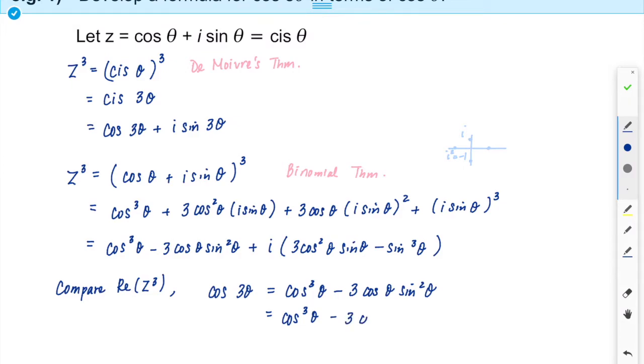which means that I can rewrite sine squared theta using 1 minus cos squared, a trig identity. And so this is cos cubed minus 3 cos theta times negative cos squared theta. That gives me plus 4 cos cubed theta all together, and then minus 3 cos theta.